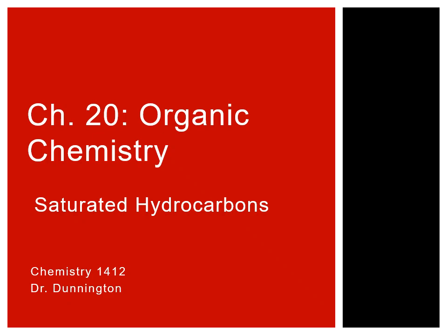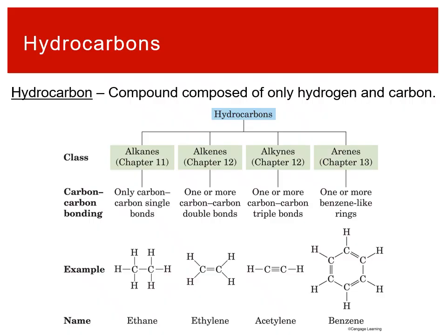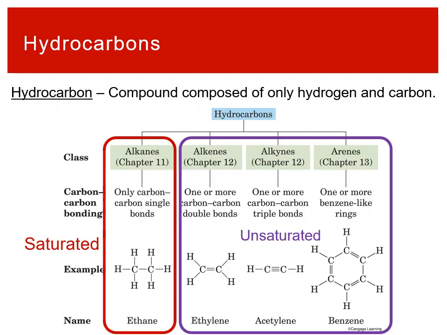Now we're going to get into actually talking about some types of organic molecules, and we'll start with saturated hydrocarbons. A hydrocarbon, as the name implies, is any compound that's composed of only hydrogen and carbon. There are a couple different classifications, but there's two main ones that we want to talk about: saturated and unsaturated hydrocarbons. What is saturated is the amount of hydrogen in the compound.